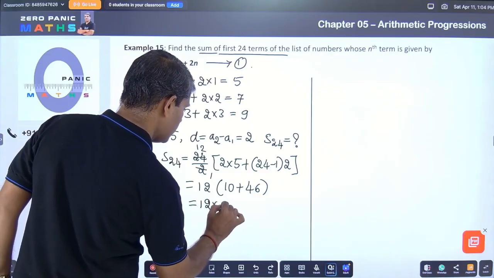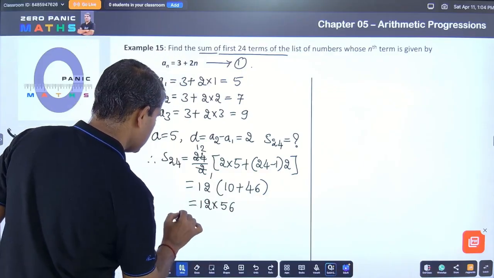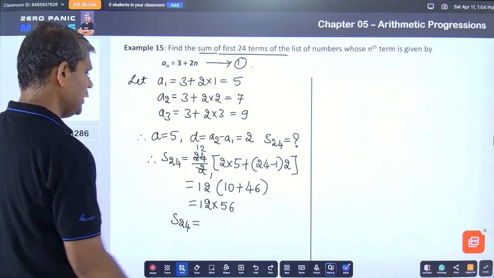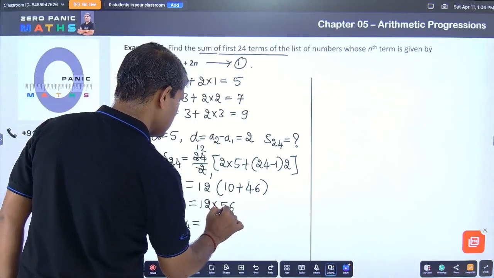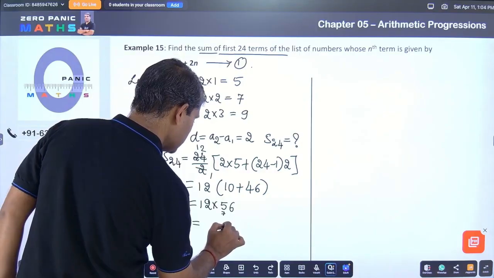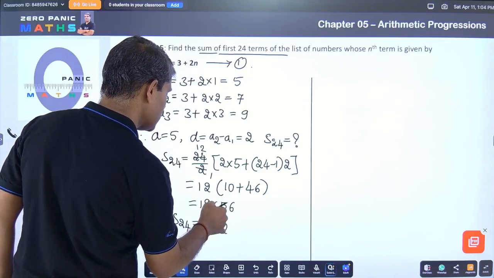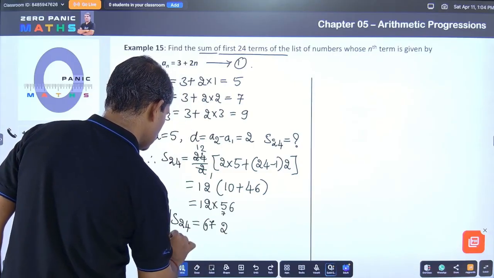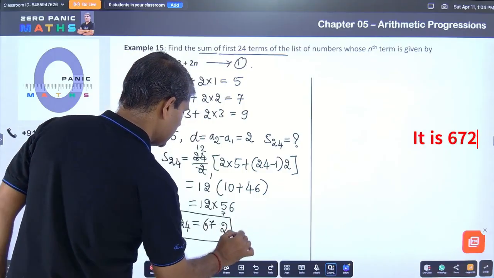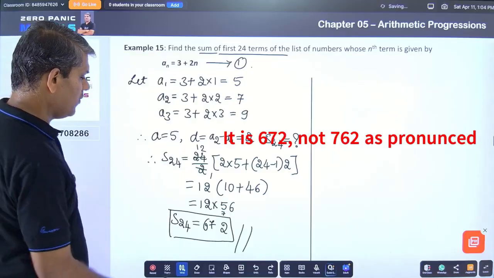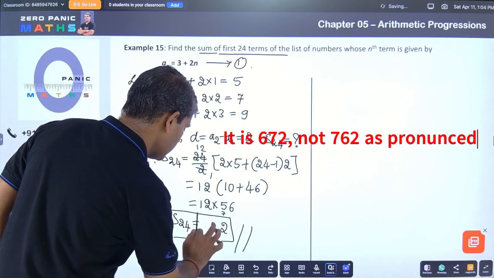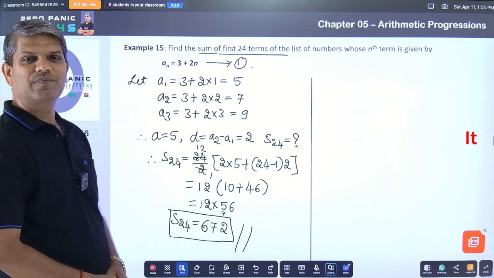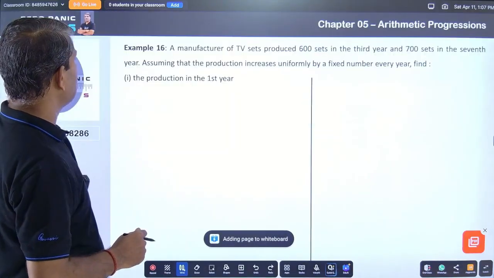12 into 56. So finally the sum of 24 terms is: 12 6s are 72, 12 5s are 60, 60 plus 72 gives 762. Let me write it clearly: 762. Let's move to the next problem.